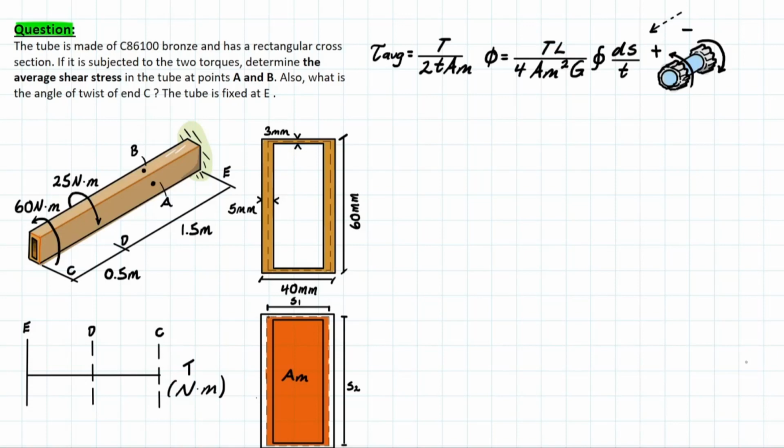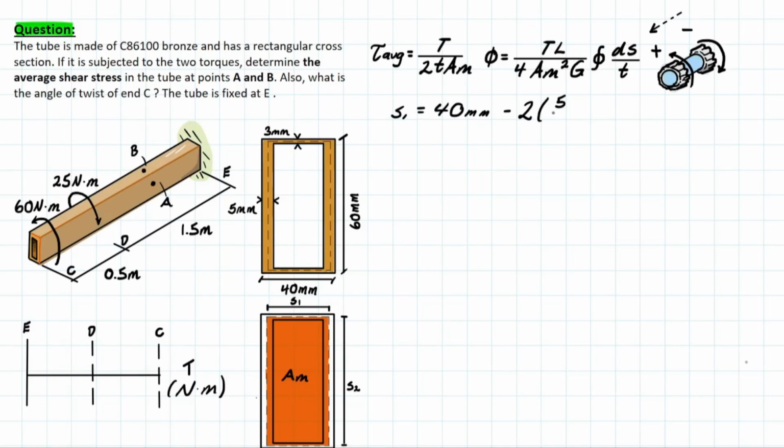We know that this mean area is bounded to the midpoints of the section's thickness, right? So we have the thickness here on the A sides, which is 5 mm, and 3 mm on the tops and bottoms. If we have a total length of 40 on the bottom and the thickness of the walls on the sides are 5 mm, then we can relate that S1 is going to be 40 minus half of the thickness on this side and half of the thickness on this side. So S1 is going to look like this. We have 40 mm minus 2 half thicknesses of 5 mm.